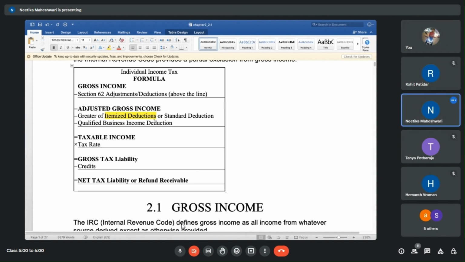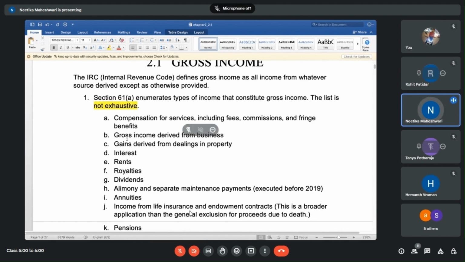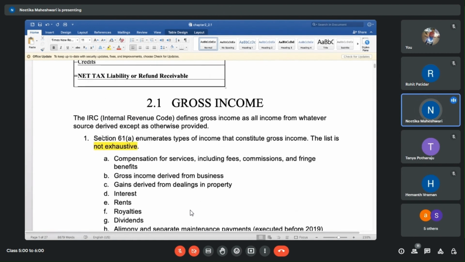Okay, so let's go over this list. I think we have covered most of them, but this list is not exhaustive. There could be many more items. They're just giving some examples. Section 61, anyways, we don't need to remember. The IRC, Internal Revenue Code. Whenever we are referring to a section, we say IRC section so and so. We need to know what IRC stands for and what IRS stands for.